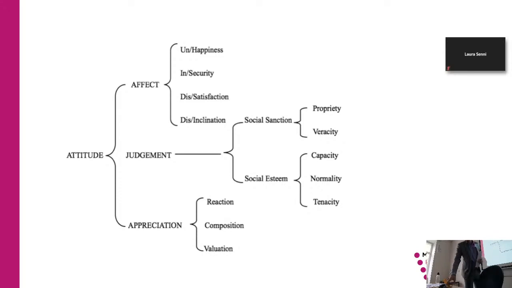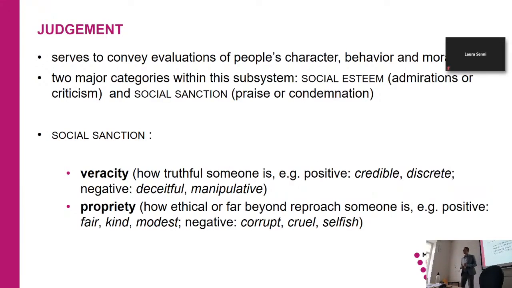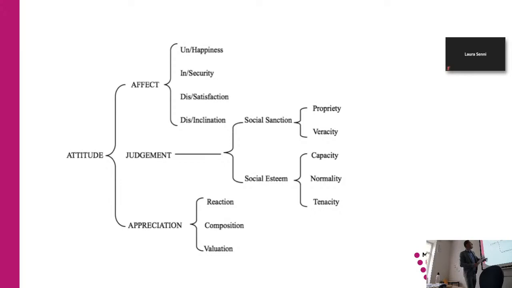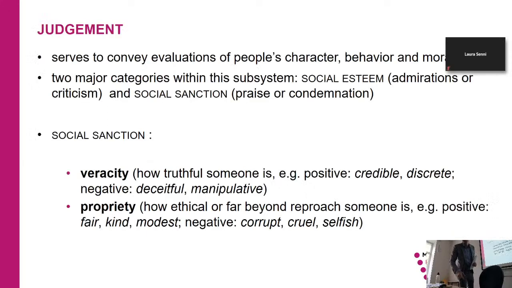So this is when we're speaking about other people, their morals, and so on. We have two main categories, social sanction and social esteem, and these are further subcategorized.